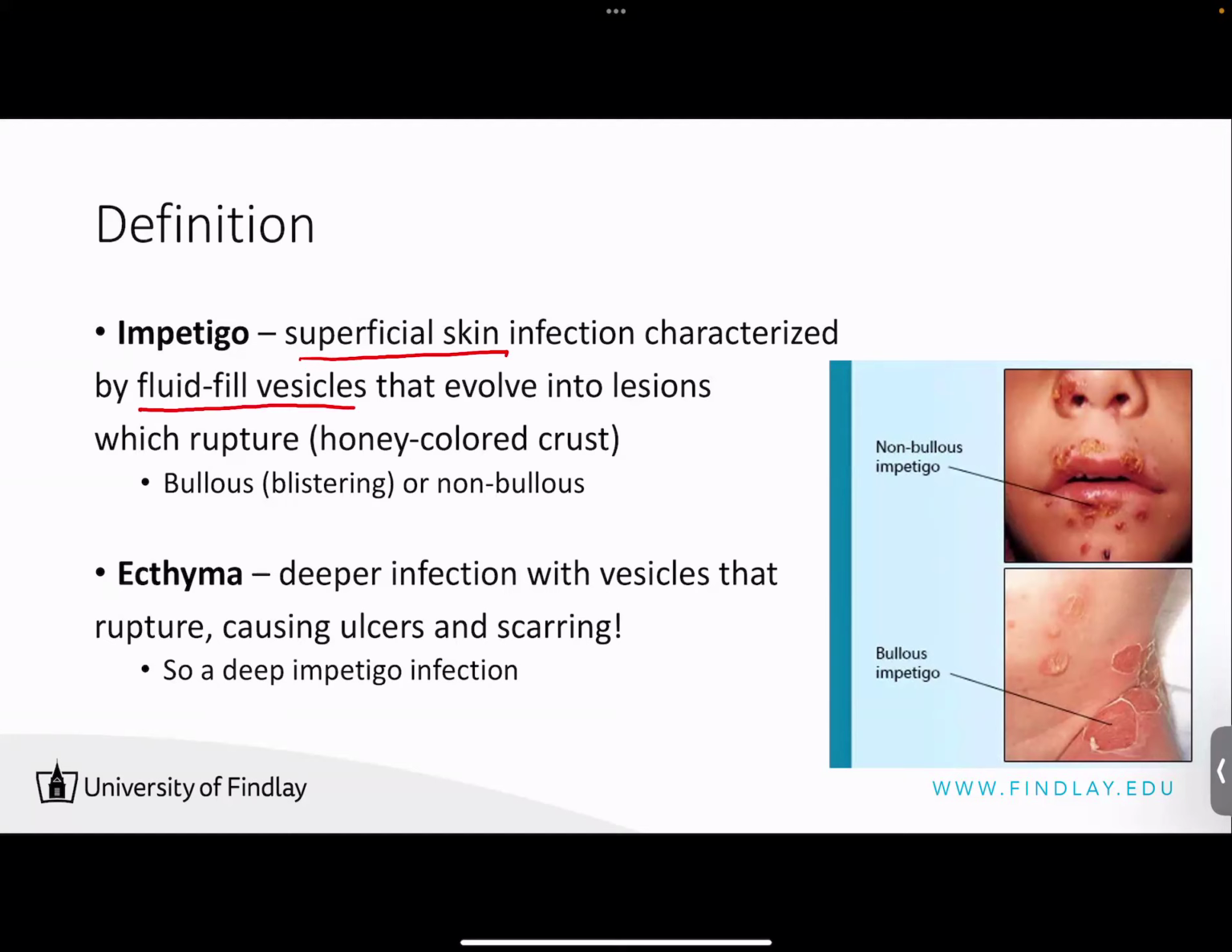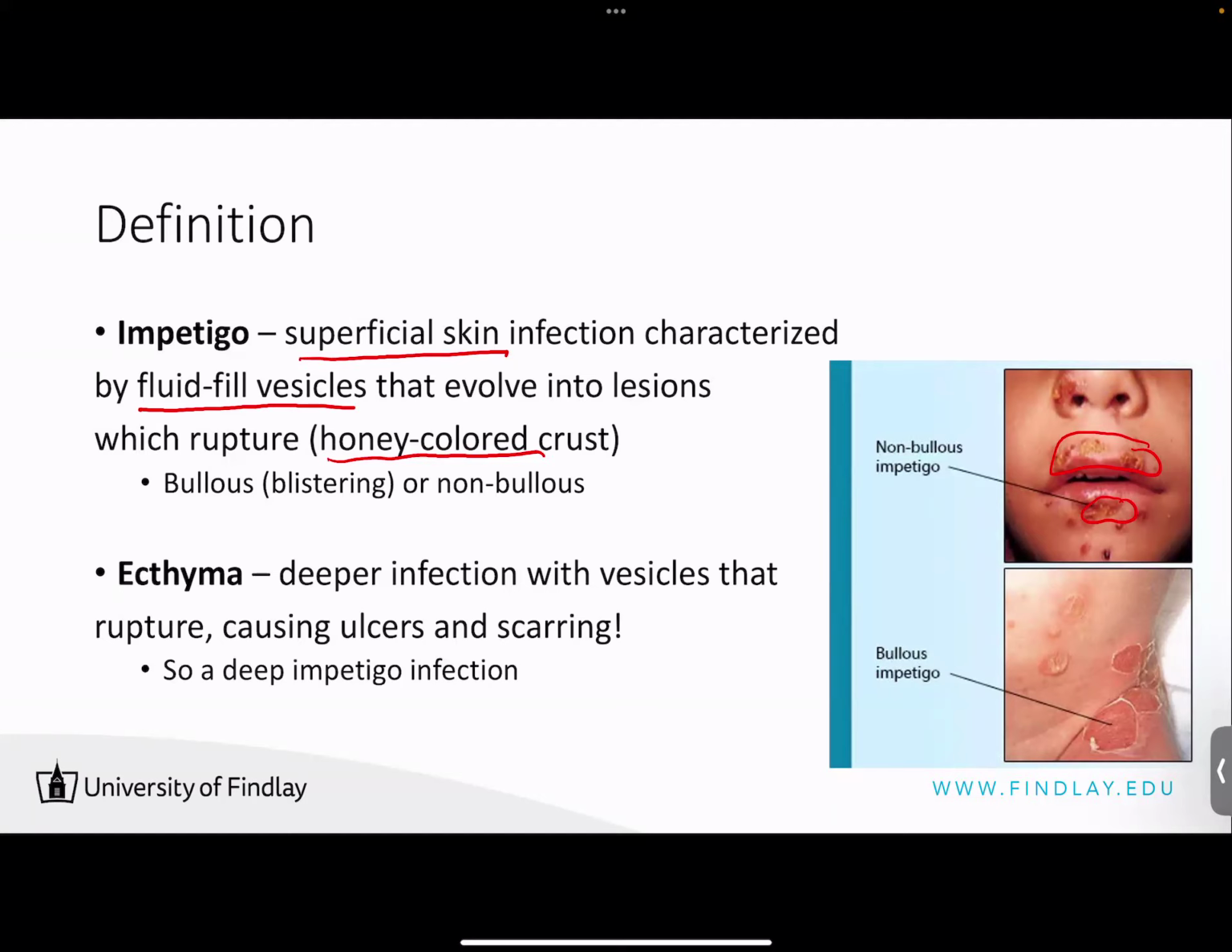You get some fluid-filled vesicles initially, secondary to the presence of the bacteria in the superficial skin, and then they ultimately burst and evolve into these honey crust-like colored lesions that you see here and here. All right? So honey crust colored lesions are a hallmark of impetigo. And when we have impetigo, we have two different flavors. We have what we refer to as bullous and then non-bullous impetigo.